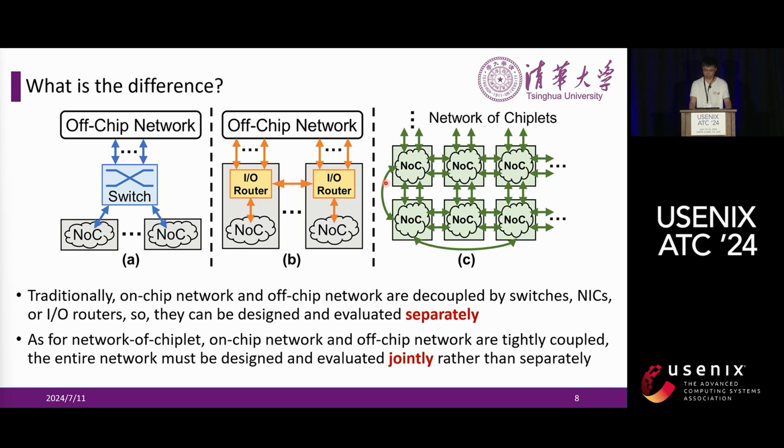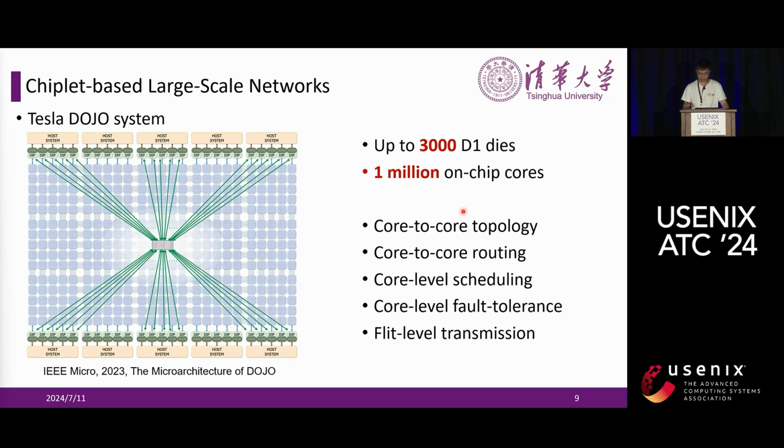So what is the difference between traditional networks and chiplet-based networks? Traditionally, on-chip network and off-chip network are decoupled by switches, NICs, or I/O routers, so they can be designed and evaluated separately. As for networks of chiplets, on-chip network and off-chip network are tightly coupled. The entire network must be designed and evaluated jointly rather than separately. It means that we may need to evaluate the entire fine-grained core-to-core network at a data center scale. That is challenging.